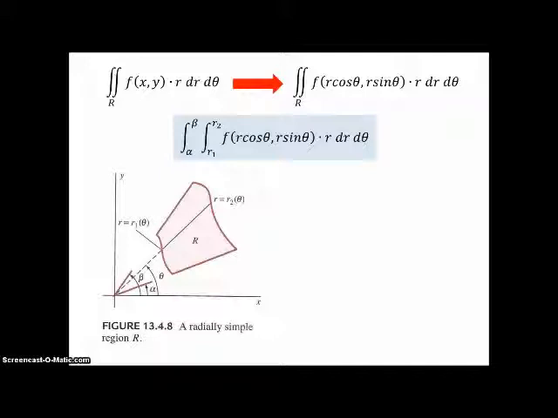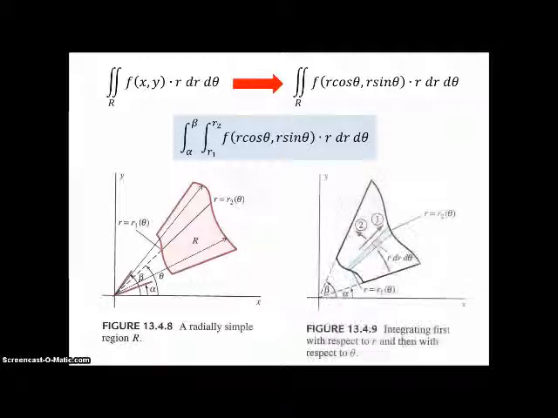Now here's another picture from your book. This integral only works if the region that your surface is floating above in the xy plane is radially simple, meaning that if you take a radius from the origin, it always passes neatly from the inner curve to the outer curve. So there we have some other radii. This region is radially simple and can be divided into little polar rectangles.